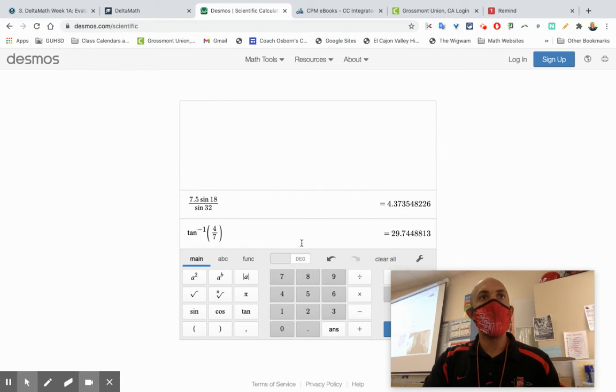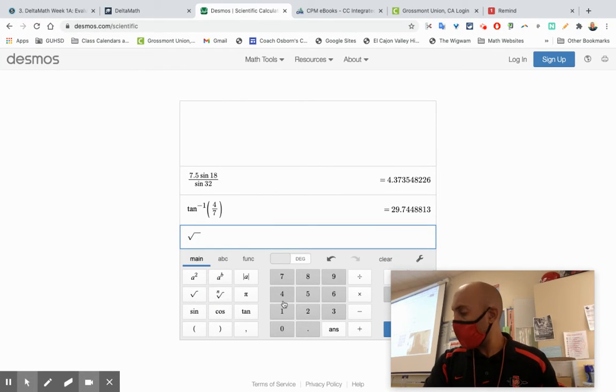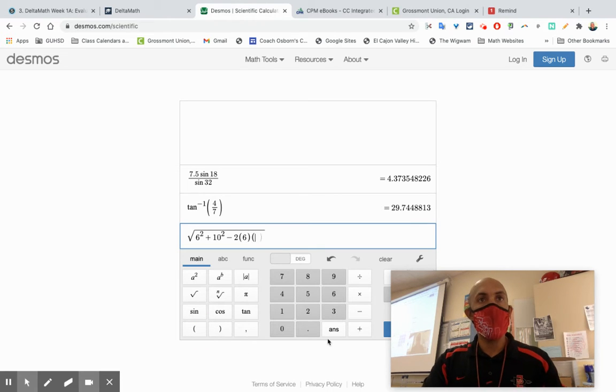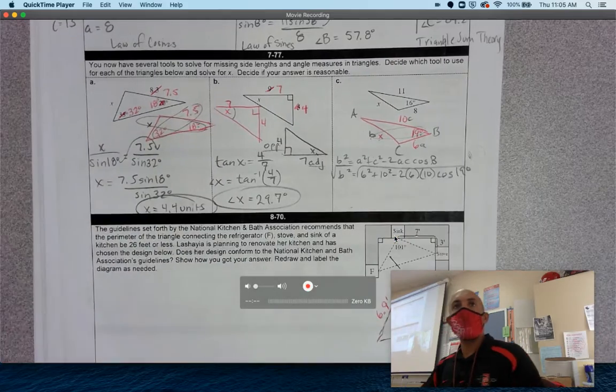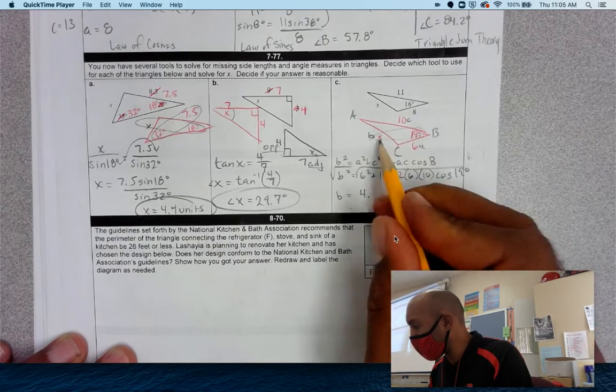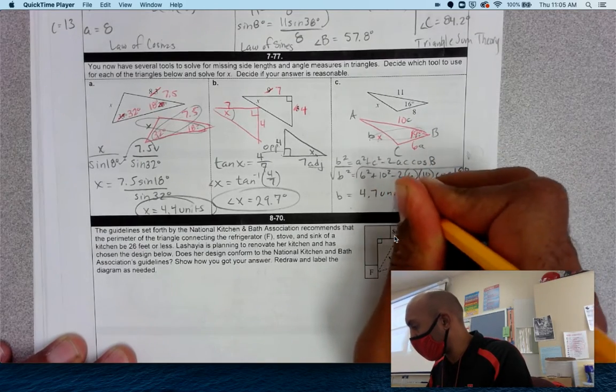Okay, so first hit the square root, and then we've got 6 squared plus 10 squared, minus 2 times 6 times 10 times the cosine of the angle B, which was 19 degrees. And remember, like I told you guys before, make sure that's under the square root. So it's 4.7. Okay, so B equals 4.7. And remember, it's a side, and there's no units, so I'll just say 4.7 units.